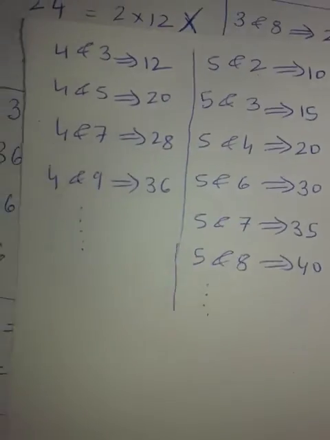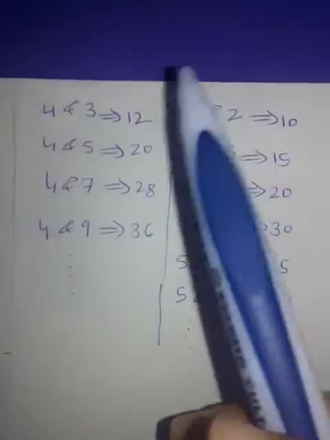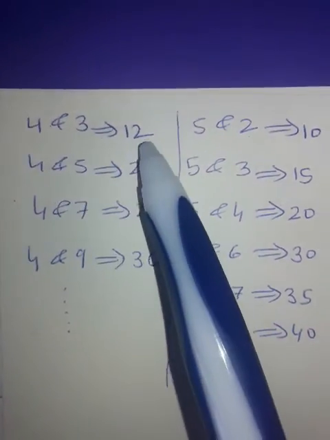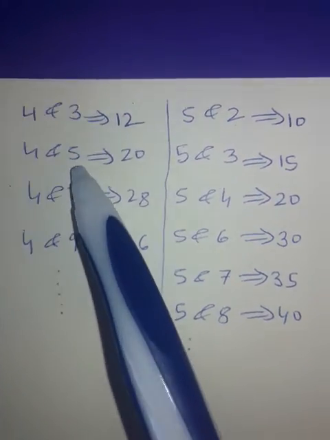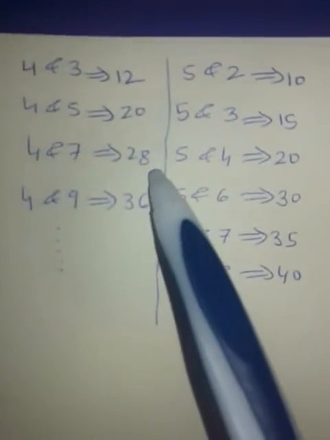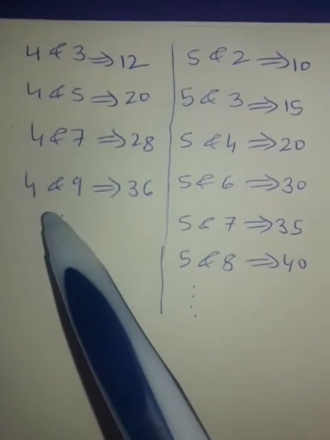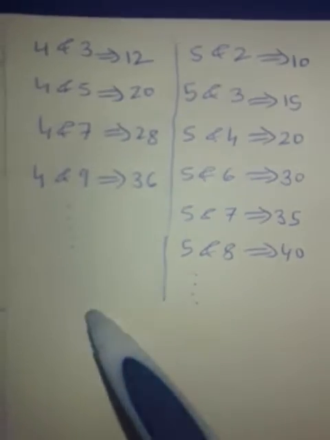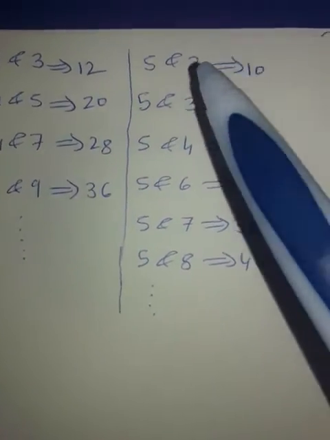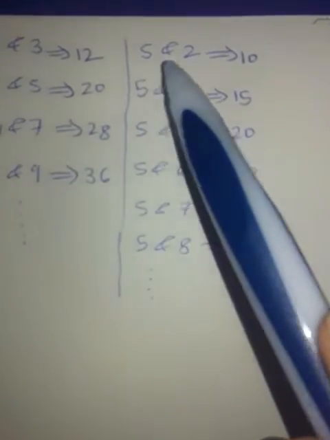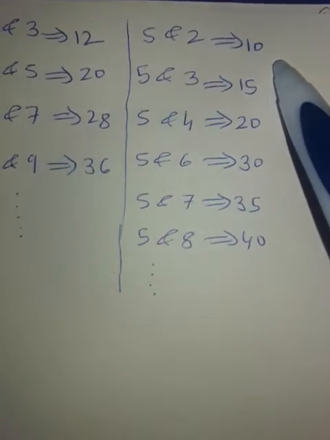If I start with, say, number 4. 4 and 3, divisible by 12. 4 and 5 will be divisible by 20. 4 and 7, divisible by 28. 4 and 9. So if a number is divisible by 4 and 9, it will be divisible by 36 and so on, infinite. If a number is divisible by 5 and 2, it will be divisible by 10.